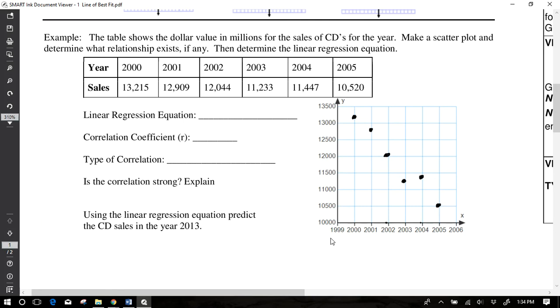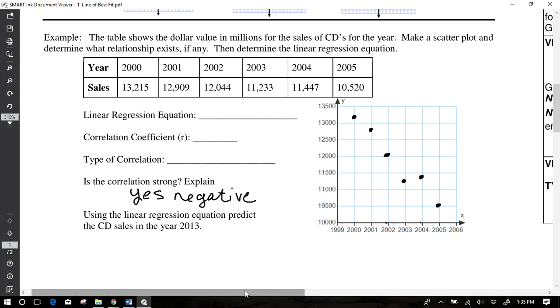So what I have done is I have created my scatter plot for my data. And notice that it does not form a nice perfect straight line, but this is definitely a strong negative correlation. And I can determine that just by looking at the picture of the scatter plot. Now, I can't give you the exact R value unless I type this into my calculator. Okay, so let's pause for just a moment on this example.